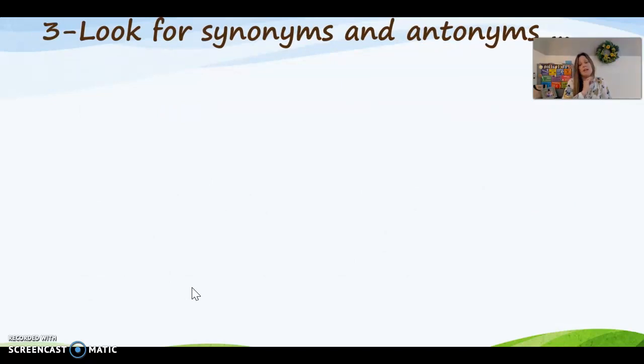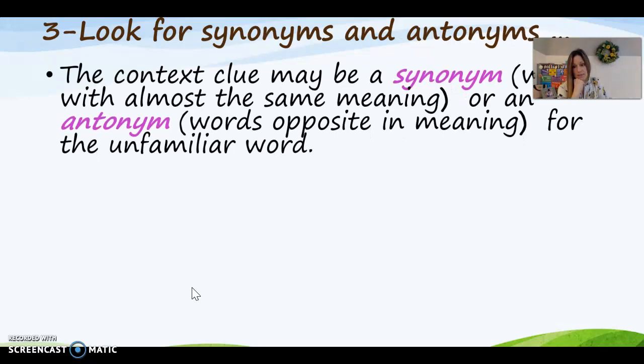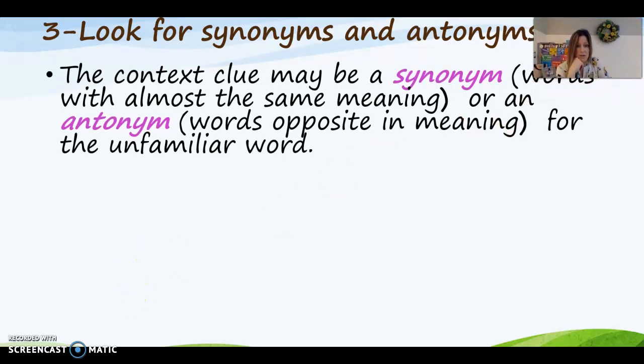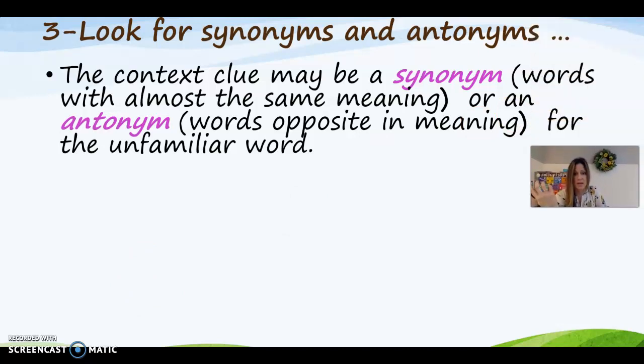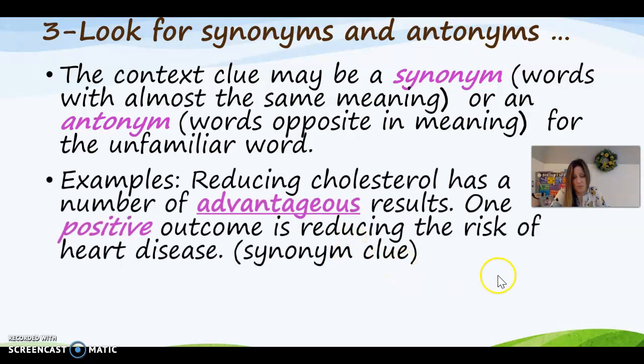All right, so 3, look for synonyms and antonyms. So the context clue may be synonym words, which are words that mean the same, okay? Or antonym words, which are opposites, okay? So sometimes authors will give us clues with synonyms or antonyms. So here's an example. Reducing cholesterol has a number of advantageous results. One positive outcome is reducing the risk of heart disease.